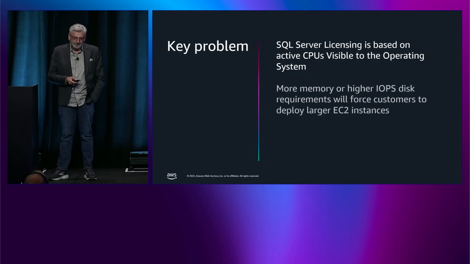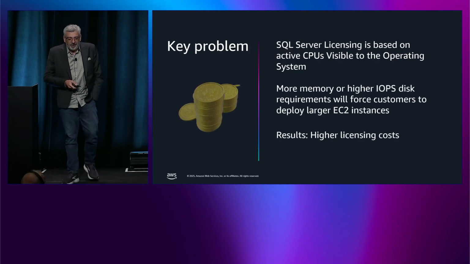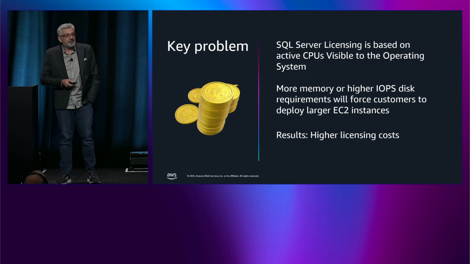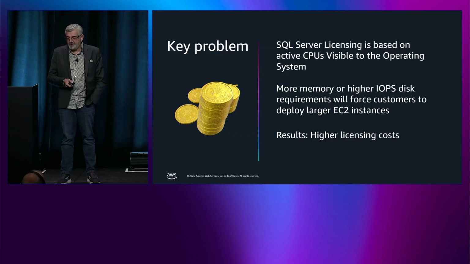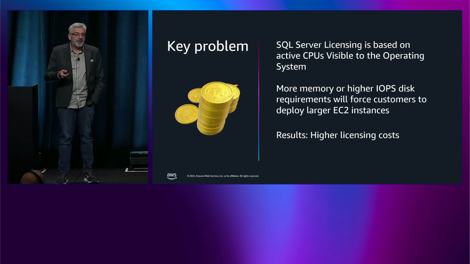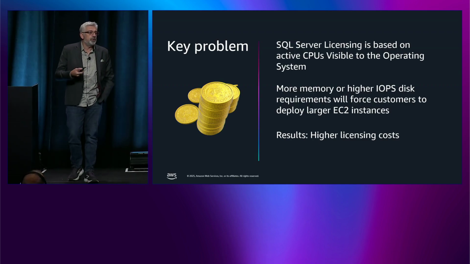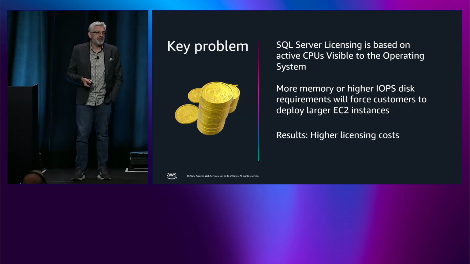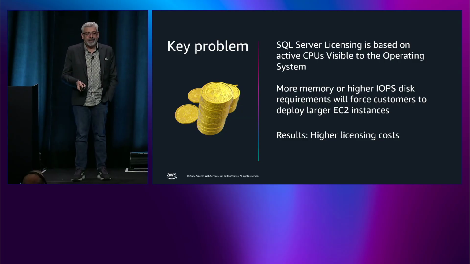So let's move in and talk a little bit about optimized CPU and SQL Server. So why is this important? SQL Server licensing is based on active CPUs that are visible to the operating system. And so what we are seeing more and more is that customers need to deploy larger EC2 instance sizes because they have specific requirements, either IOPS requirements or memory requirements.